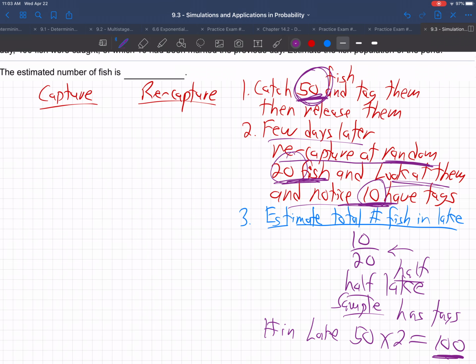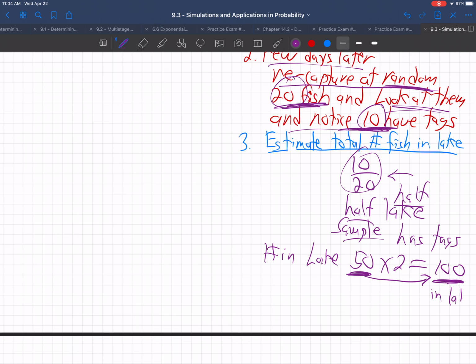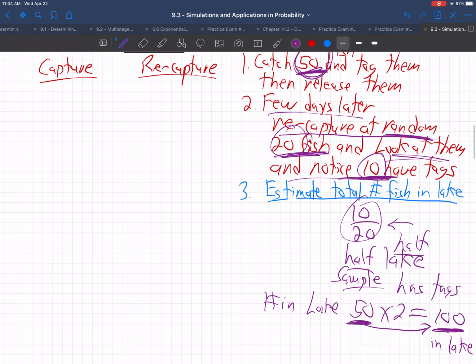Make sense? See how we're able to estimate? Because you grabbed 20 and 10 of them had tags, about half the lake has tags. You know 50 have tags because you did it a couple days ago. So that's got to be half the lake, which means there's about 100 fish in the lake. We're just using logic and probability: we grabbed a sample, and that fraction is probably about the same as the portion for the whole lake.